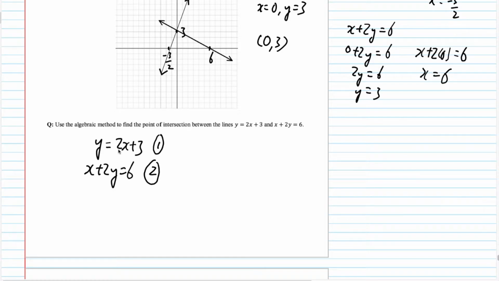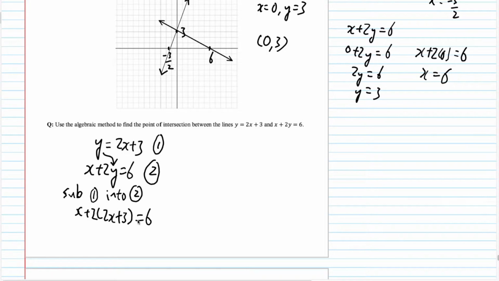Now for this one, it looks like a substitution question because we already made y the subject. All we need to do is substitute this y value into here. So then what you can say is this: sub 1 into 2. So what you're left with is x plus 2, now y is equal to 2x plus 3. So I sub that in, is equal to 6.